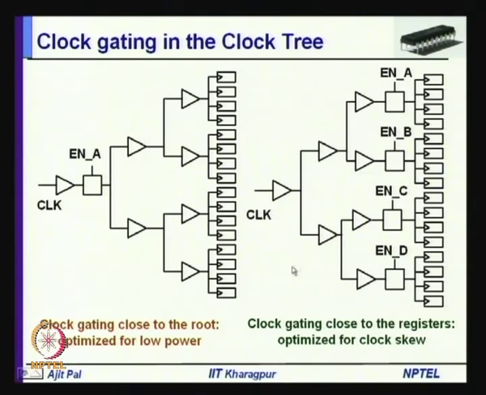On the other hand, this will introduce a lot of clock skew through different parts of the circuit. On the other hand, you can introduce this clock gating close to the registers. So, here you can see this is the clock tree, and these clock gating circuits have been incorporated, which are very close to the registers. So, clock gating close to the registers optimizes the clock skew. So, the delay of different paths, that is your clock skew, the difference in delay of different paths. That clock skew can be optimized with the help of this technique.